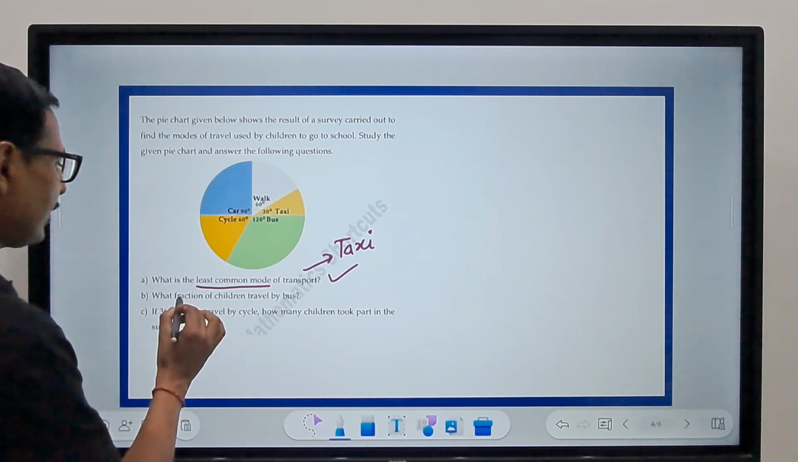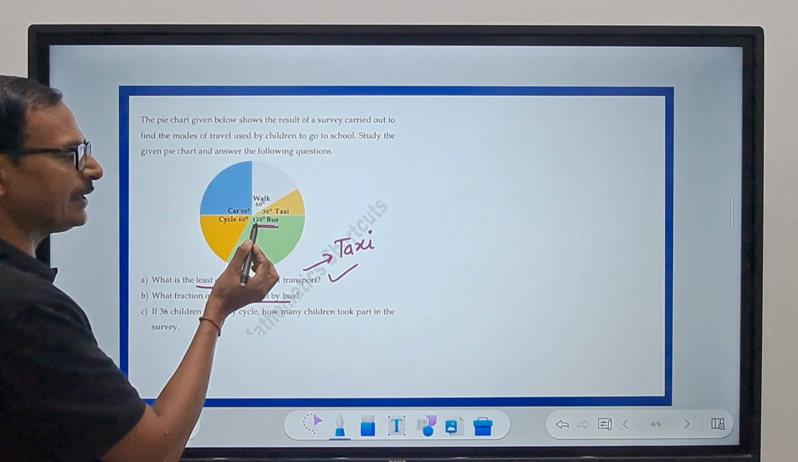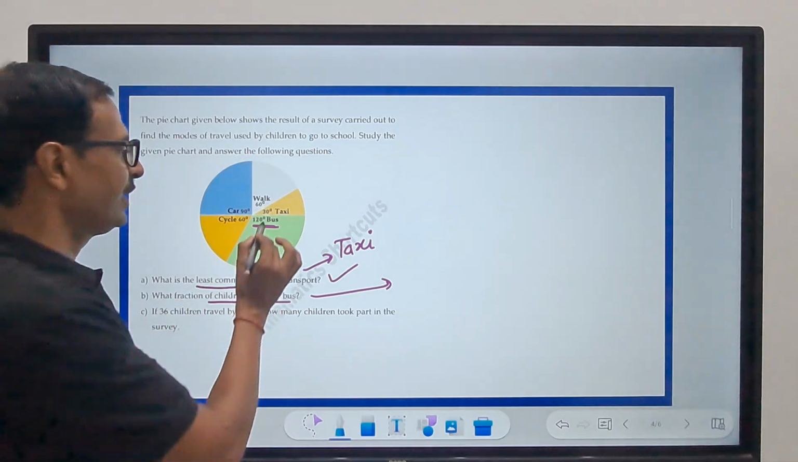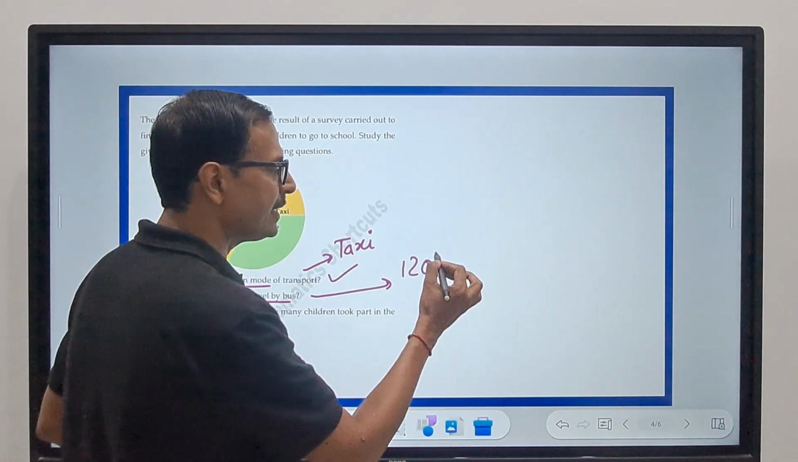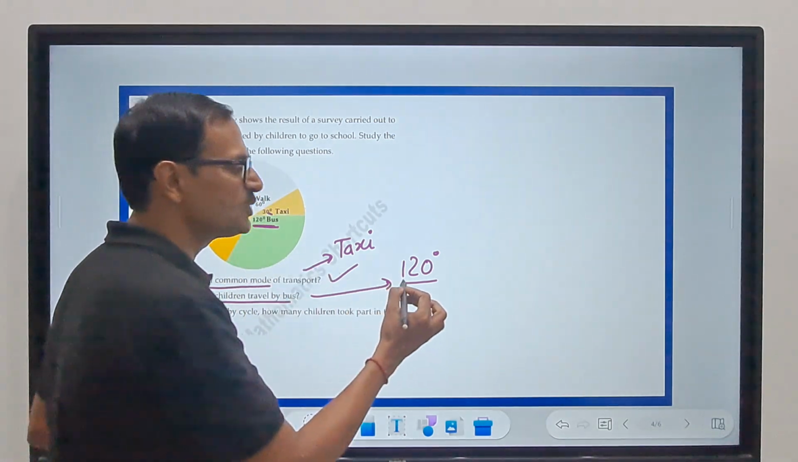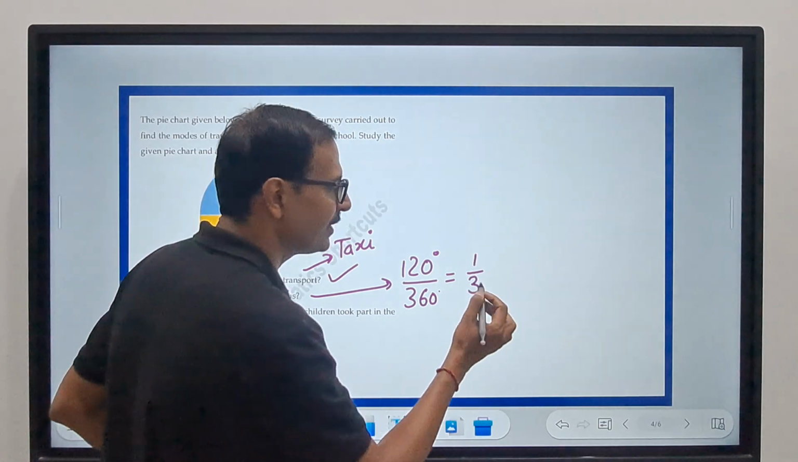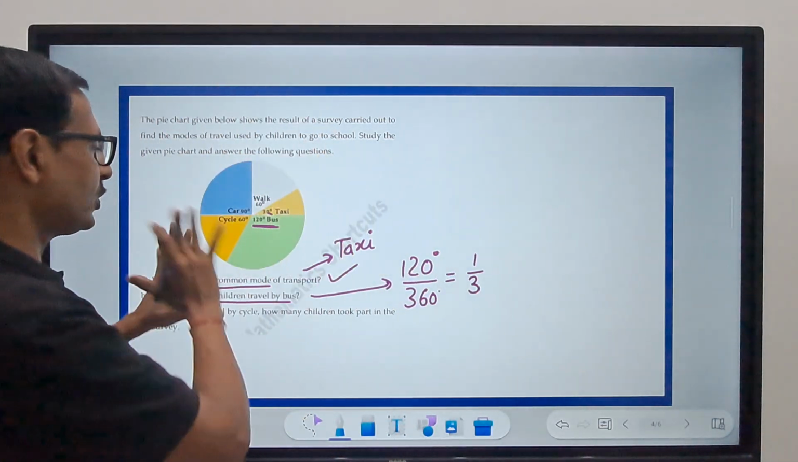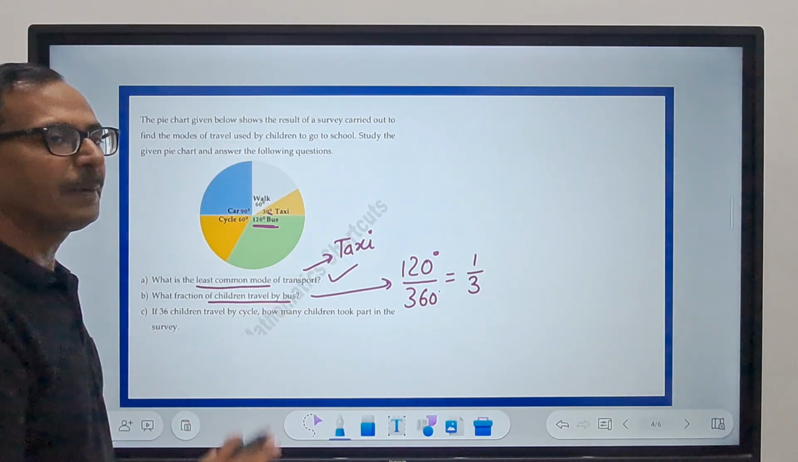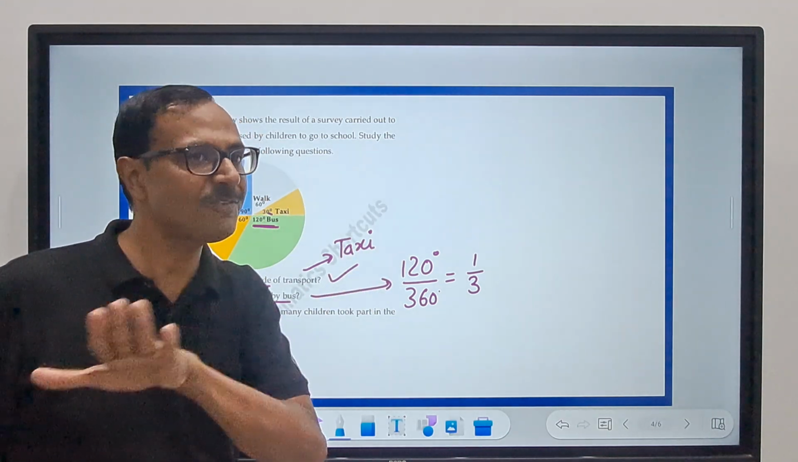The second one, what fraction of children travel by bus? So you can see bus is 120 degrees, right? So if you want to calculate the fraction of children traveling by bus, 120 degrees is out of how much? It is out of a total of 360 degrees, right? So just divide by 360 degrees, 120 by 360 is 1/3, and therefore out of the total number of children, 1/3 of the students travel by bus, right? So the sector angle divided by 360 degrees, that is the fraction.